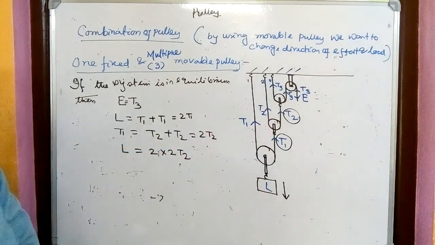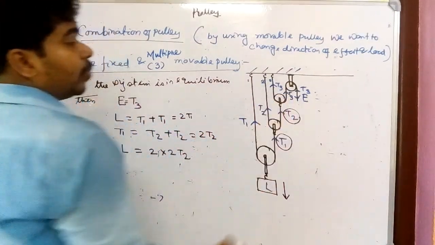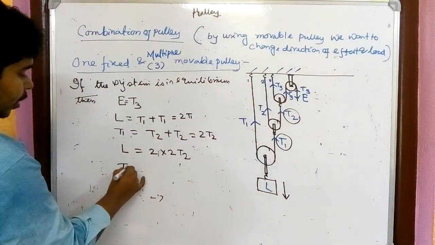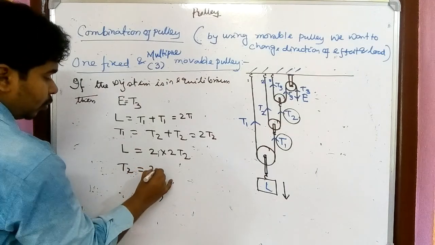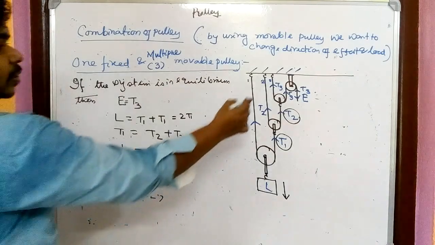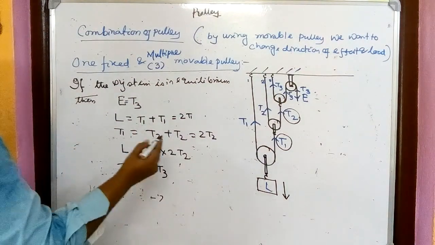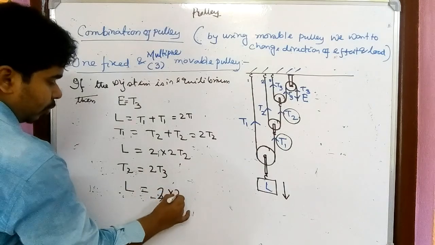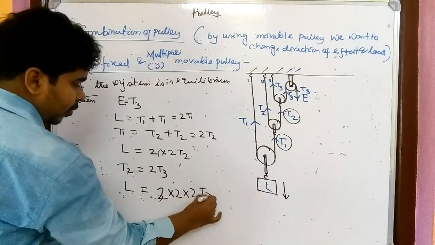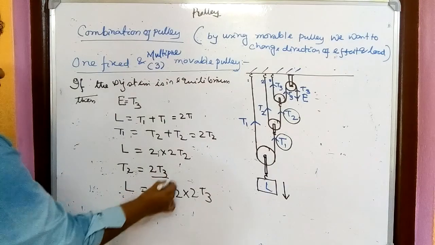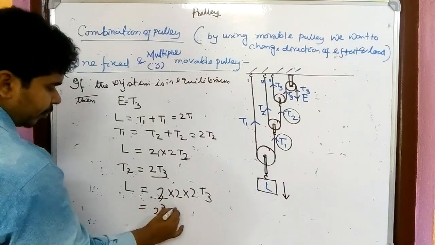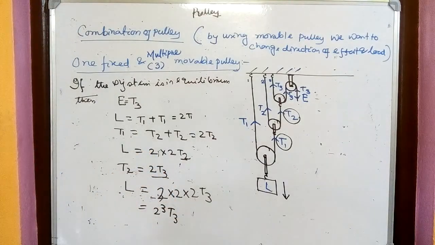Okay, who will supply T2? T2 is supplied by the tensions in the third string, that is T3. So we can write T2 equals 2 into T3, because it is T3 plus T3, 2T3. Again, if I modify the load, it is 2 into 2 into 2T3, because T2 equals 2T3. So here it is coming 2 cube T3, that is the load, 2 cube T3.